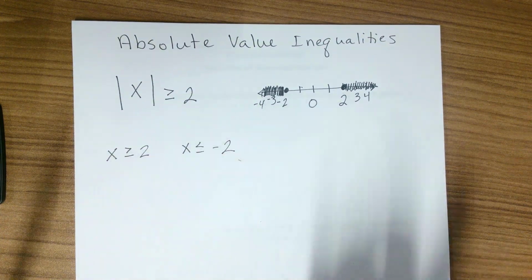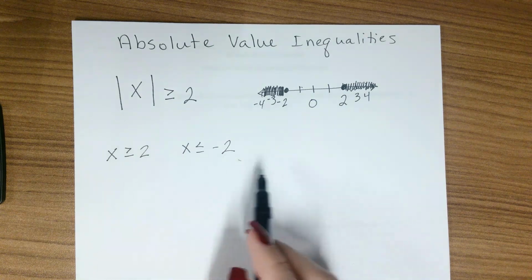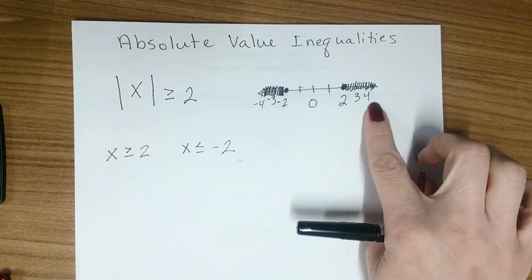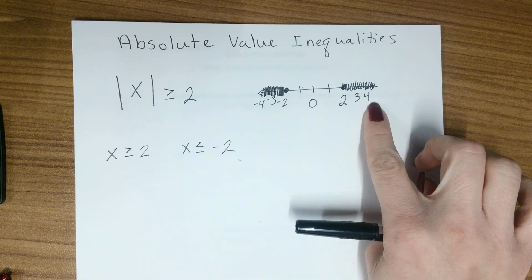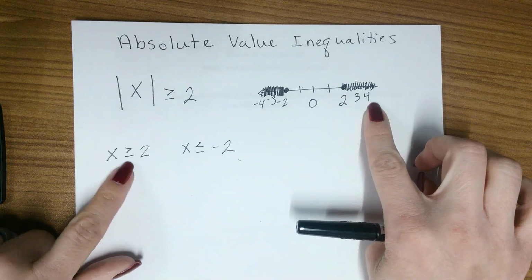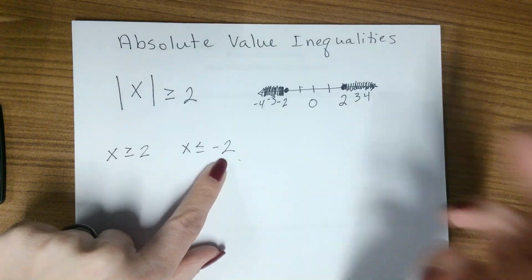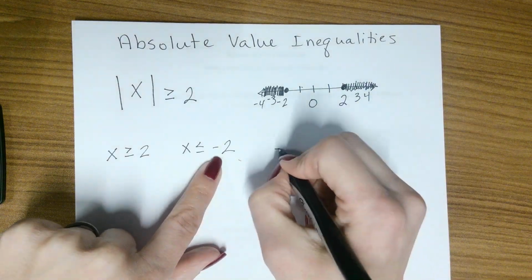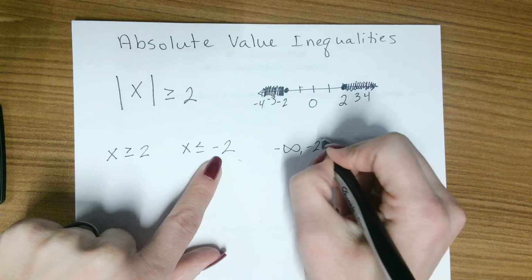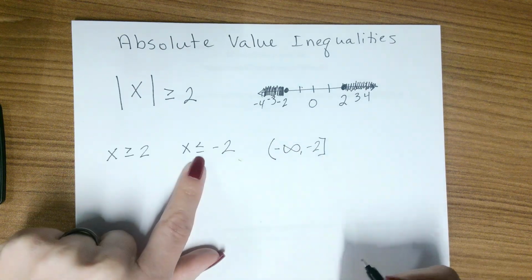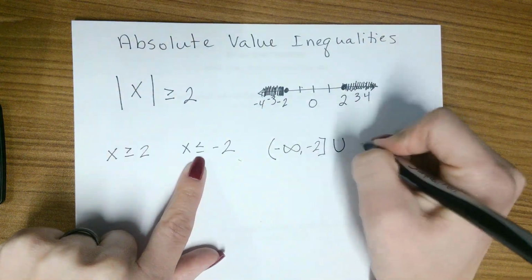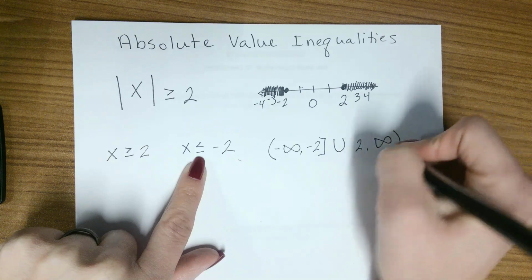Now x is isolated, so we don't have any more work to do with this one. We already have the number line. Let's go ahead and write this in interval notation. So I know it's greater than or equal to positive 2 and less than or equal to negative 2. So we would have negative infinity to negative 2, bracket, because we have the equal to sign, union 2 to infinity.